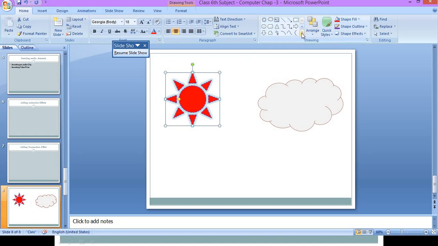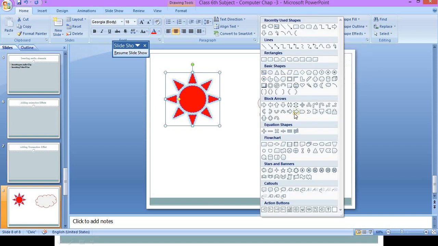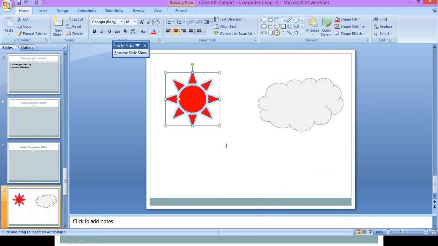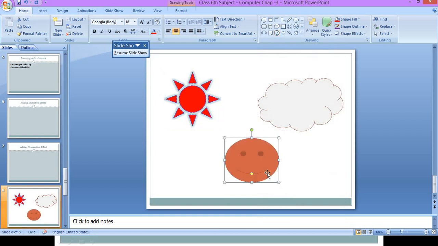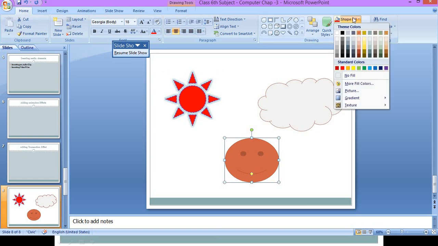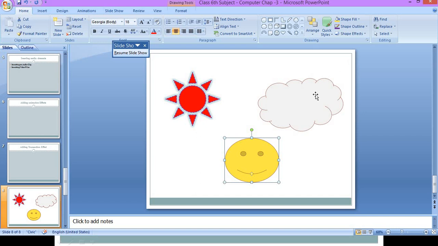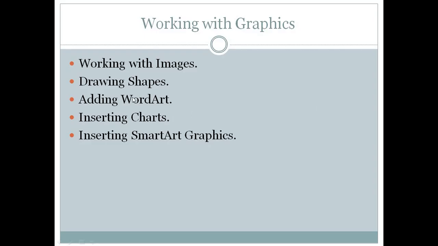Just in home tab you have to go over here, you have to click on the arrow, the bottom arrow, and from here you will get the shapes, and whichever shape you want you can select that shape, and after selecting just stretch your cursor and here you will get your shape. And if you want to fill the shape, from here you can fill your shape. Okay, so here we have finished our second point from working with graphics, that is drawing shapes.